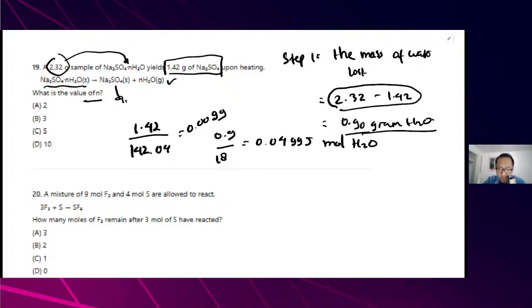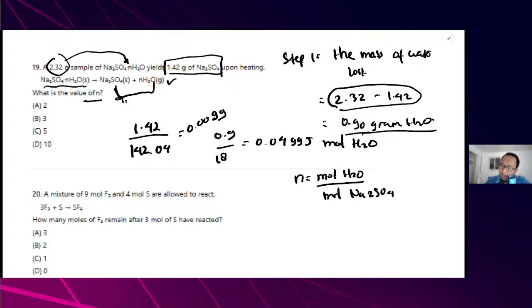Okay, so we need to determine N, right? We need to determine the mole ratio. Now N is mole of H2O over mole of Na2SO4. Why? Because of this, adding this, it will be this one. So we can do a comparison or make it a ratio.